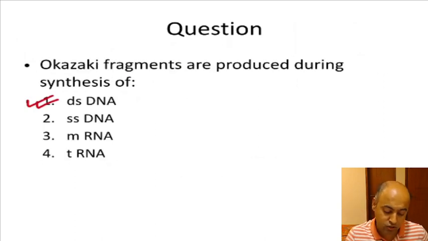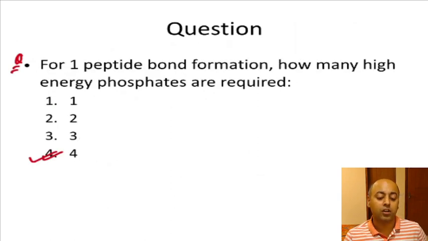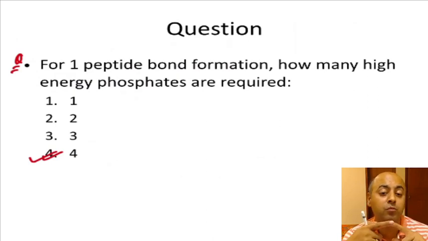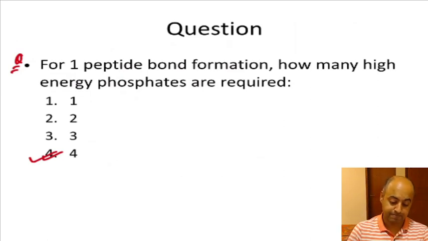For initiation, yes, option one is right. A is right. For initiation, we require 4 hydrogen phosphate. For every amino acid, means for every peptide bond formation, we again require the 4 ATP equivalent.